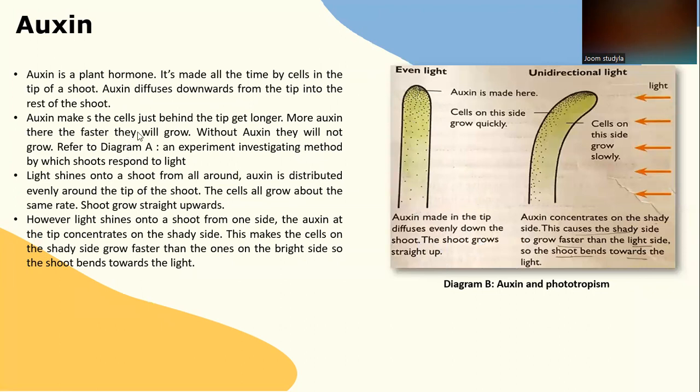Auxin makes the cells just behind the tip get longer. The more auxin there is, the faster they will grow. Without auxin, they will not grow.